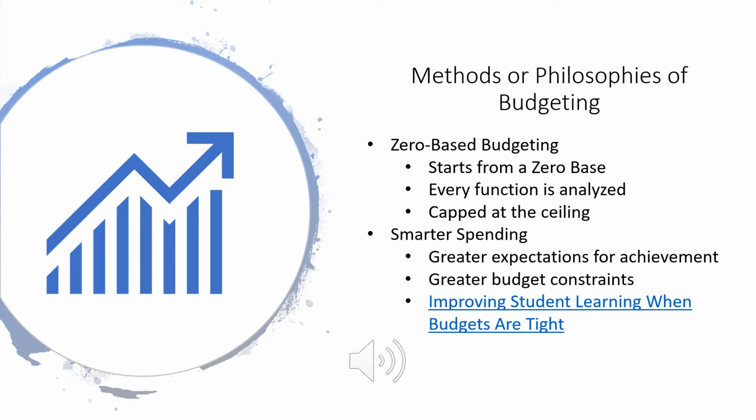Two methods or philosophies of budgeting are zero-based budgeting and smarter spending. Zero-based budgeting has historically been the most popular plan for budgeting. A district would analyze their spending from the prior year, start the new year at zero, and work toward their cap as the year progressed. Analysis would happen throughout the year, typically on a quarterly basis.